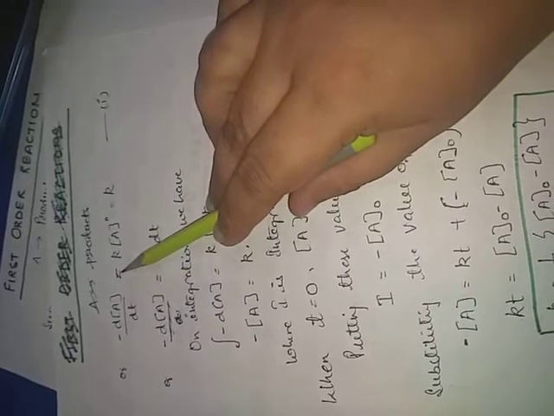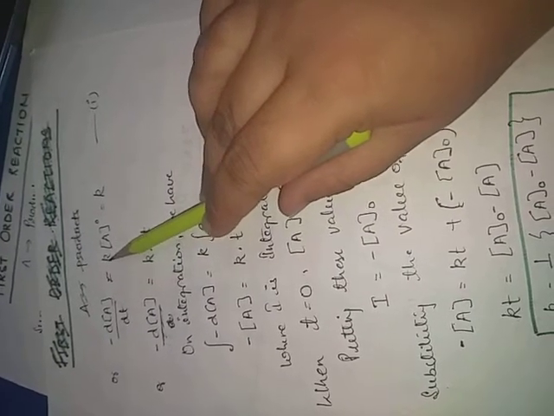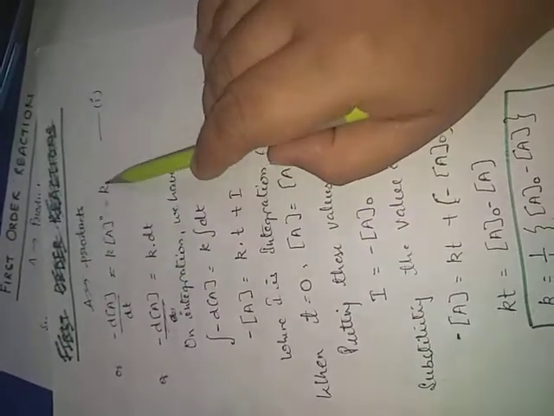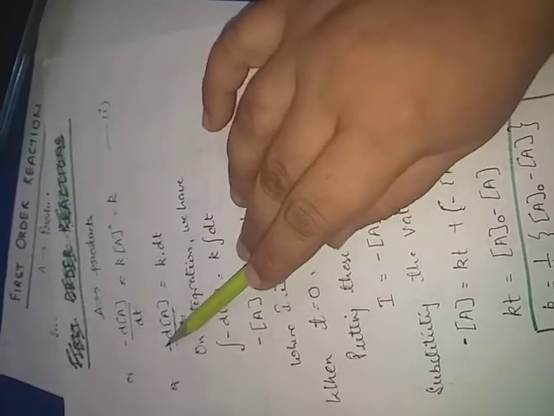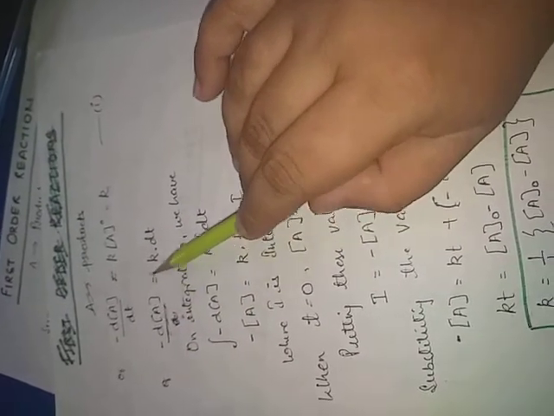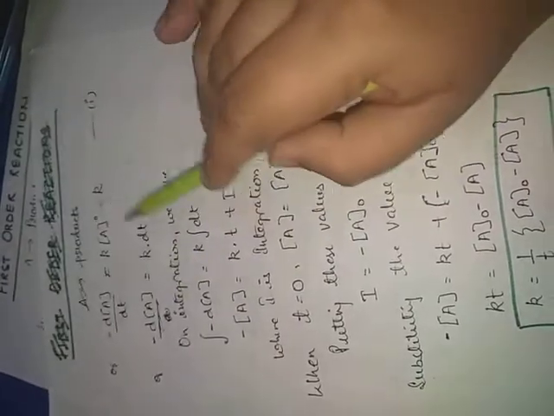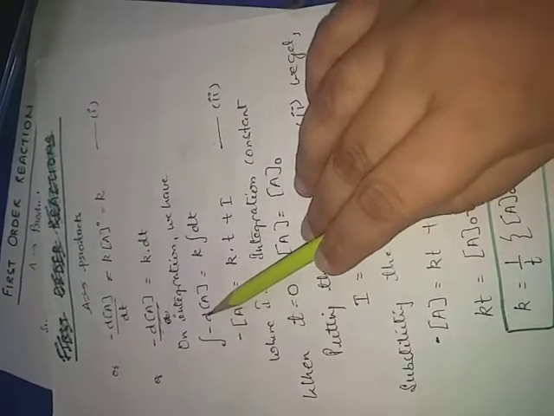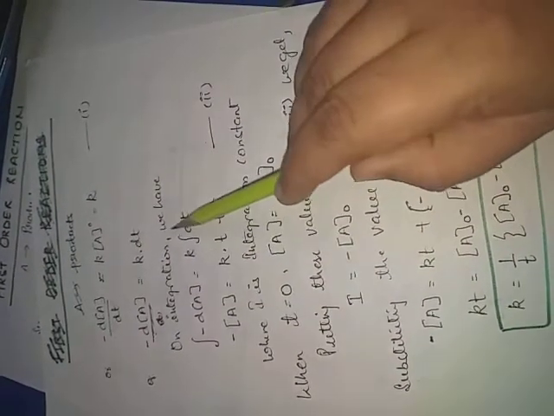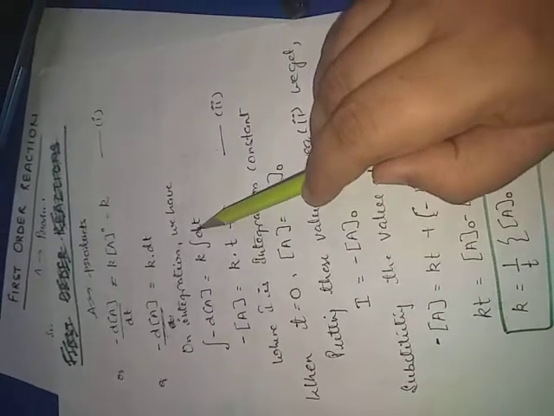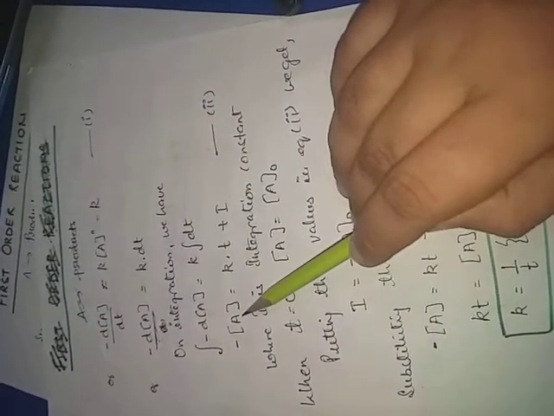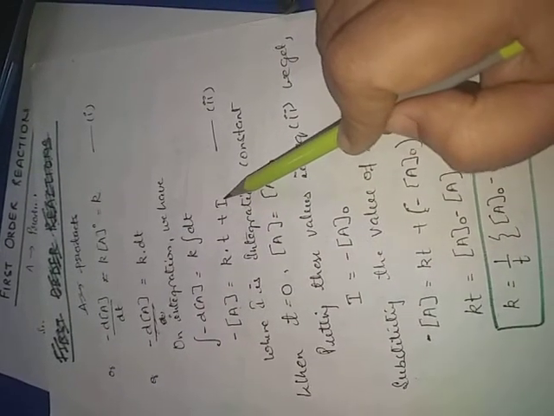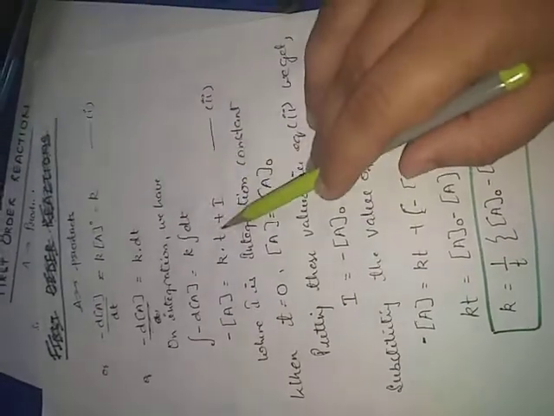Now we'll remove the proportionality sign and put the rate constant k. So [A] to the power 0 will be ignored, and minus d[A] upon dt will become equal to k. So minus d[A] is equal to k dt. If we integrate both the sides, on integration we get minus [A] is equal to k into t, and I will be introduced here, which is the integration constant, plus I.